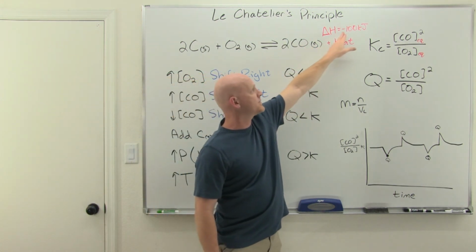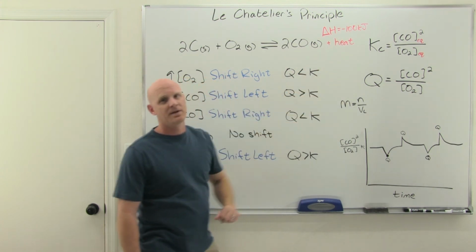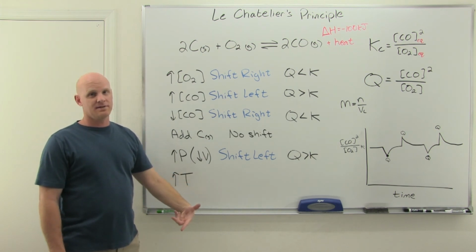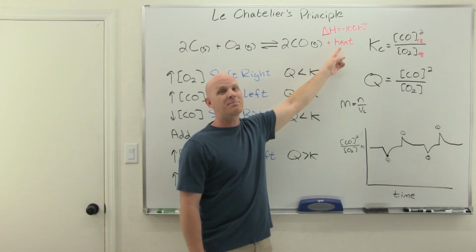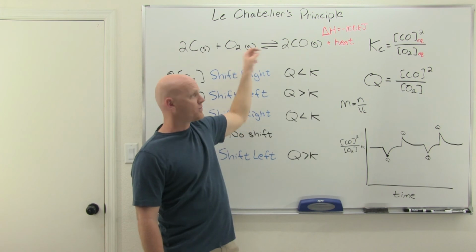And again, with an exothermic reaction, delta H is negative, heat is on the product side. It's a product of the reaction. Now, in our case, by raising the temperature, we're adding heat. And by looking back at the reaction, we now realize that we're adding a product of the reaction. This reaction produces heat. When it reacts to the right, it produces heat.